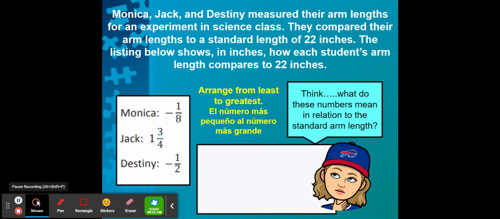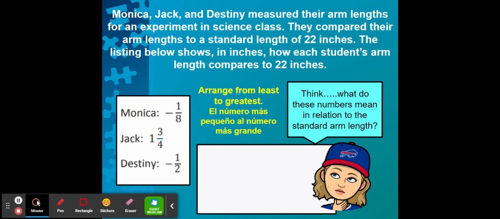Okay. Monica, Jack, and Destiny measured their arms lengths for an experiment in science class. They compared their arm length to a standard length. Standard means typical of 22 inches. The listing below shows the inches, how each student's arm length compares to 22 inches. So compared to 22 inches, this means that Monica's is an eighth of an inch shorter. So the negative implies that it's less than the standard 22 inches. Jack's is 1 3/4 inches longer than a typical arm length, and Destiny's is a 1/2 inch shorter than typical arm lengths.